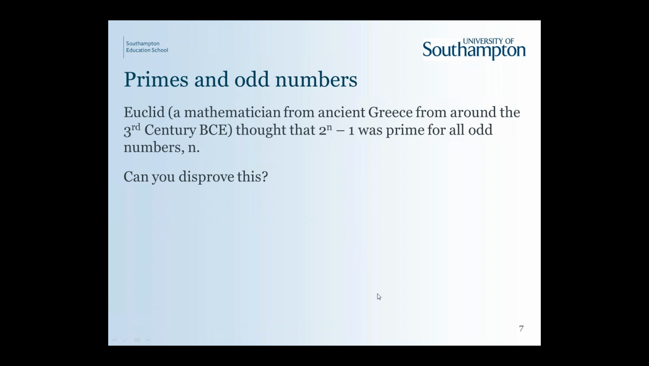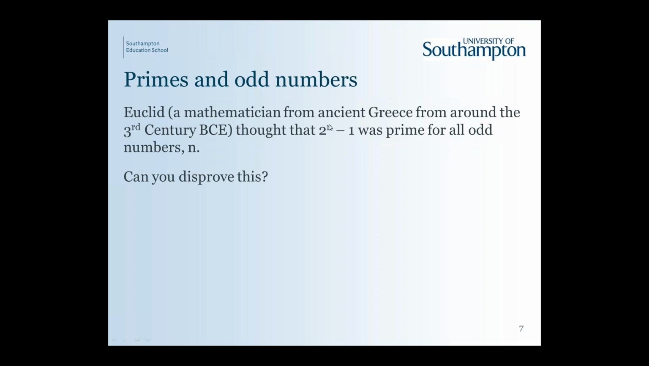This is now extension work. It's just going off to develop you a bit more and tell you a bit more about things. So Euclid, who we were talking about before, who really developed a huge amount of maths, initially thought that 2 to the power of n, take away 1, would be prime for all odd numbers.